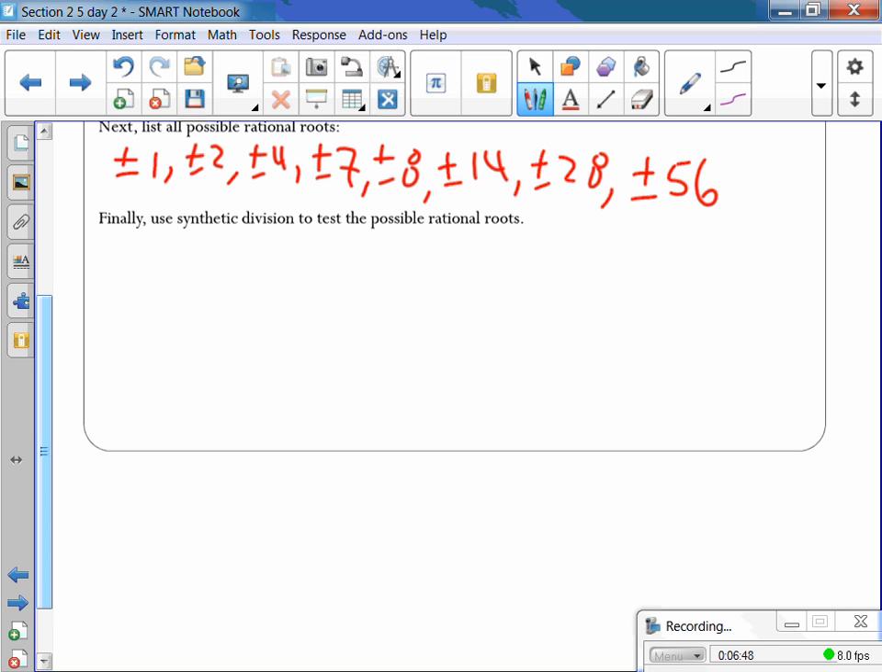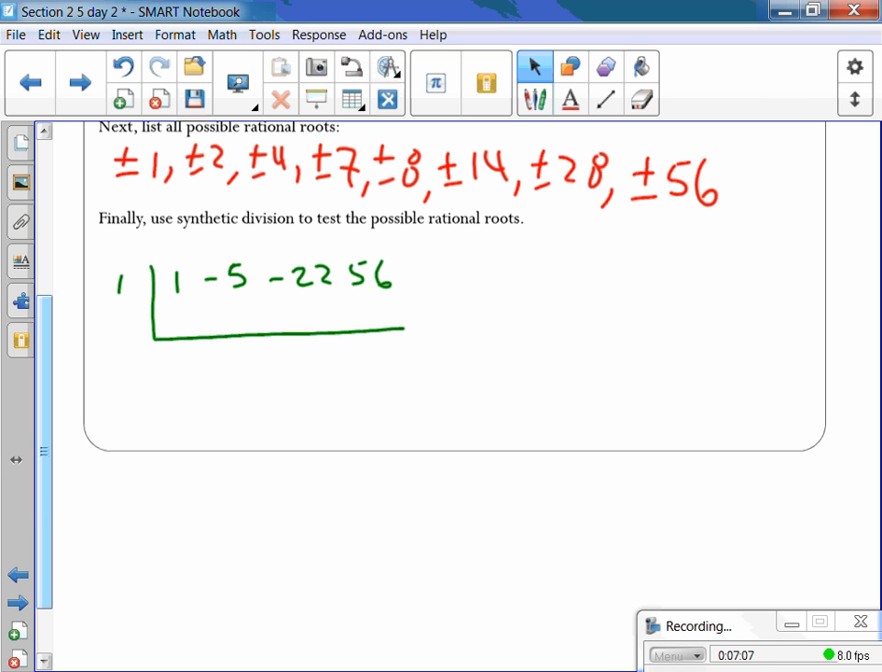So if you start off with, say, the 1, and then we put down our coefficients: 1, -5, -22, and 56. So, drop down the 1. 1 times 1, and -4.